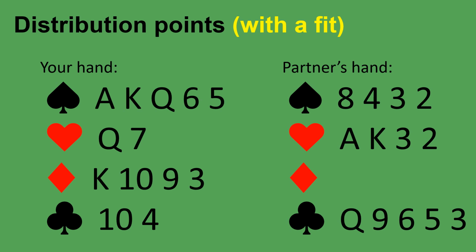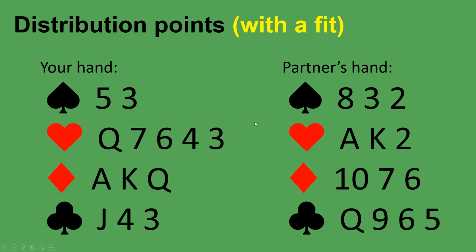The next question was, we know that we have a fit in spades, so spades will be the trump suit. Are we going to bid game, which is 25 or more total points, or are we going to bid a part score, which is less than 25 points? Remember, we had 30 total points, so we would be bidding game in spades on this hand.